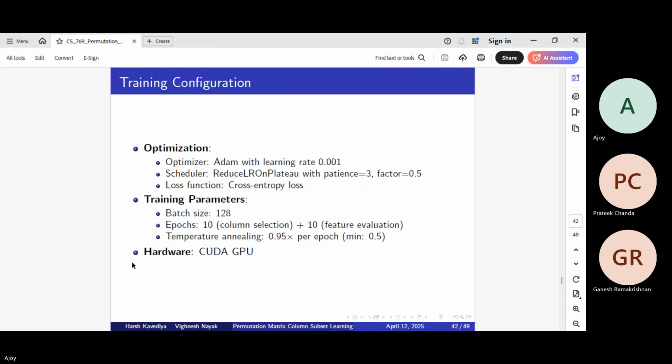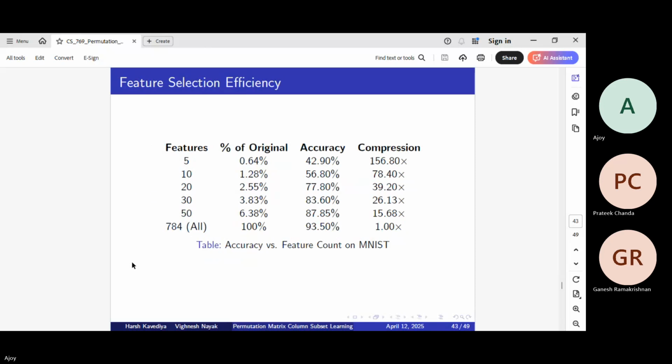These are a few of the things that we used. We used the Adam optimizer, and the ReduceLROnPlateau scheduler with a patience of 3 and a factor of 0.5. Our batch size was 128. We only trained it for 10 epochs, 10 for the column selection and 10 for the classification task. We also used temperature annealing.